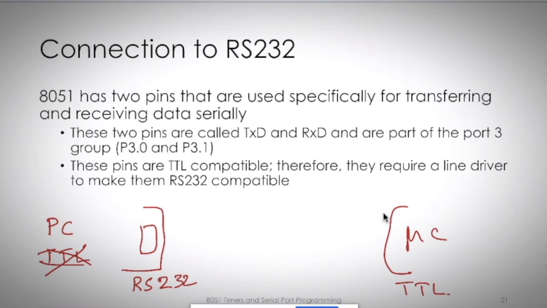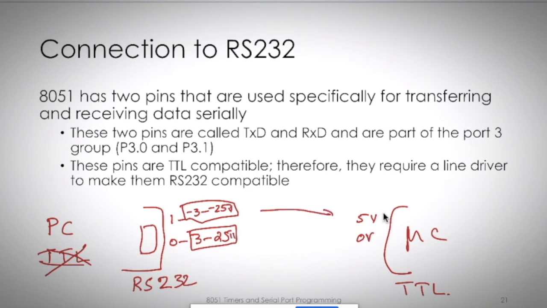What is the incompatibility? Here a 1 is represented by a voltage range between -3 and -25, and a 0 is represented by a voltage range of 3 to 25. Whereas here 1 is represented by 5 volts and 0 is represented by 0 volts. So there is an incompatibility here, right? So the connection between a computer RS232 port and the microcontroller cannot be directly established.